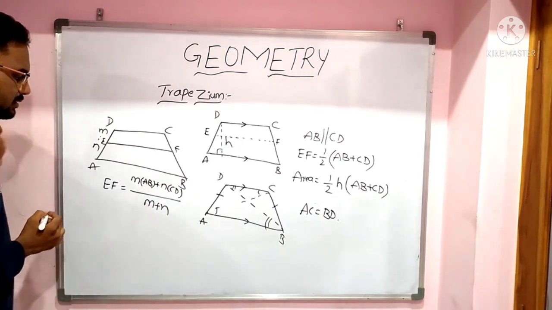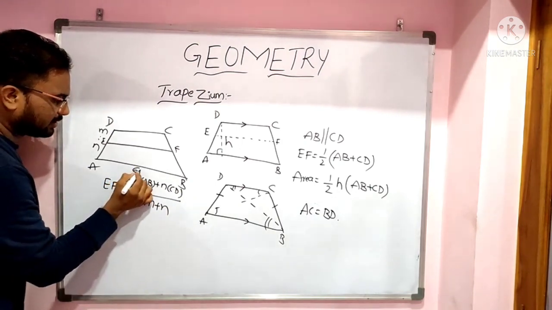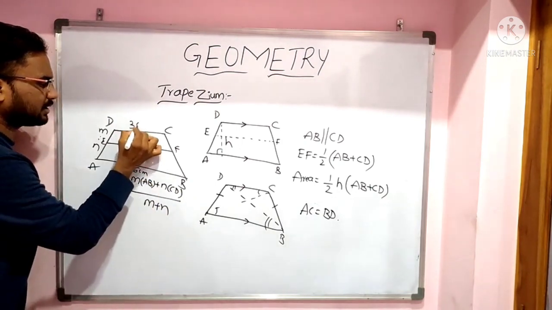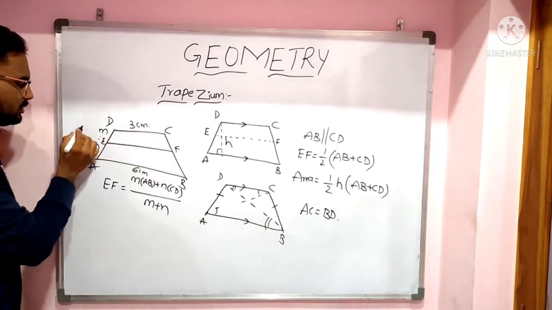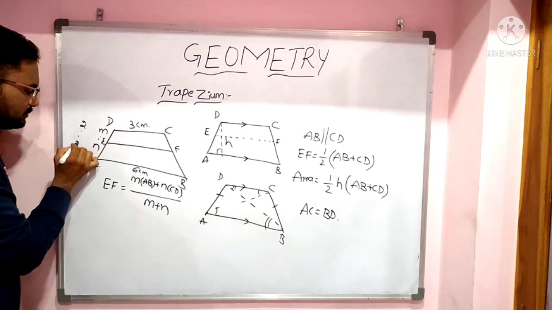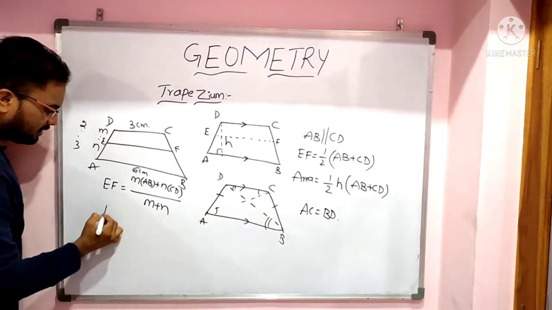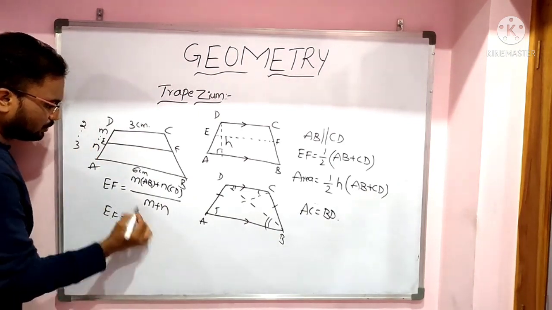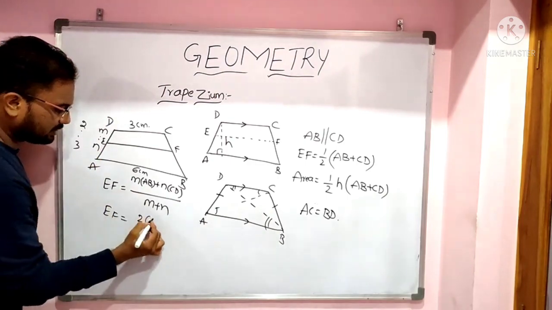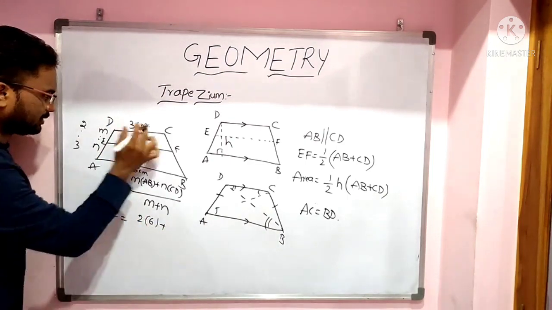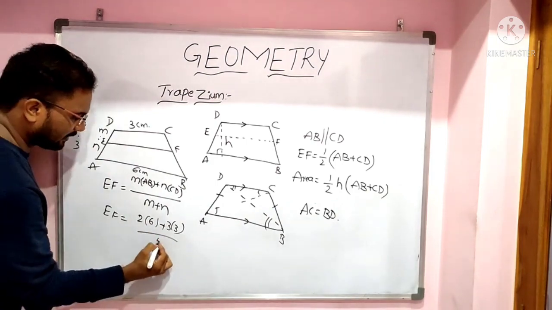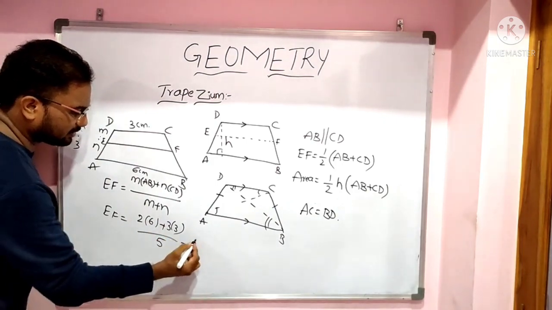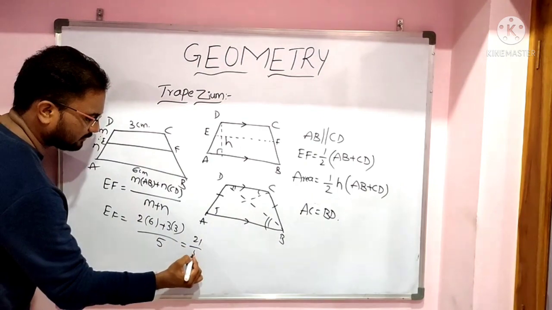For example, let us say this length is 6 centimeters and this length is 3 centimeters, and EF divides this line in the ratio 2:3. Then length of EF equal to 2 into 6 plus 3 into 3 by 2 plus 3, 5. So 12 plus 9, 21 by 5.